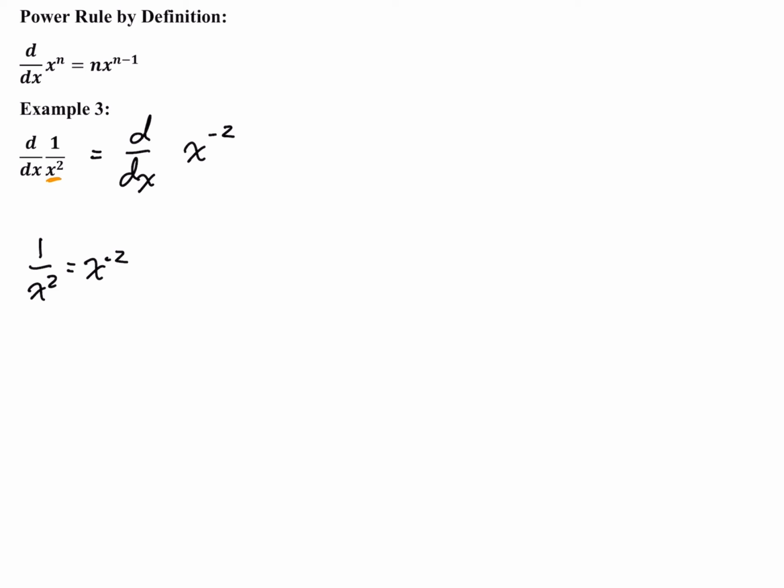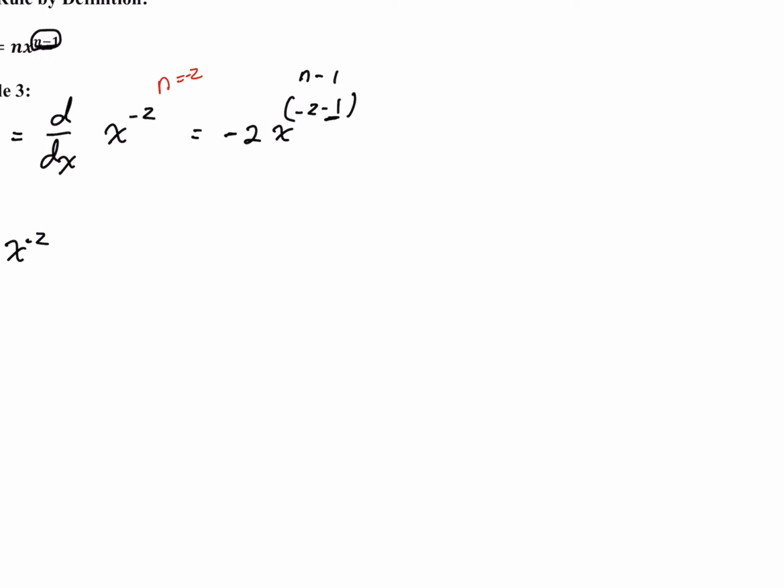And once again, we can just see here that n equals negative 2. I'm sorry, this is negative 2 here. That's important. So when you multiply by n, you bring negative 2 to the front, x to the negative 2 minus 1 in the exponent. Once again, always subtracting by 1 here, n minus 1. All right, pull this forward, negative 2, x to the negative 3.